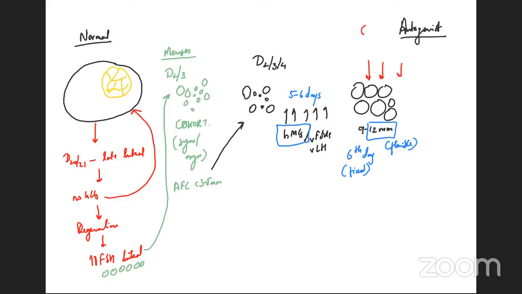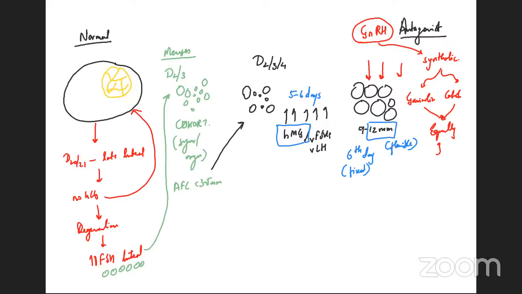It is basically a GnRH antagonist. It is obviously synthetic. Two molecules are available: ganirelix, we all know this, and cetrorelix. Both are available. Both are equally good. It's completely up to you which one you want to use.